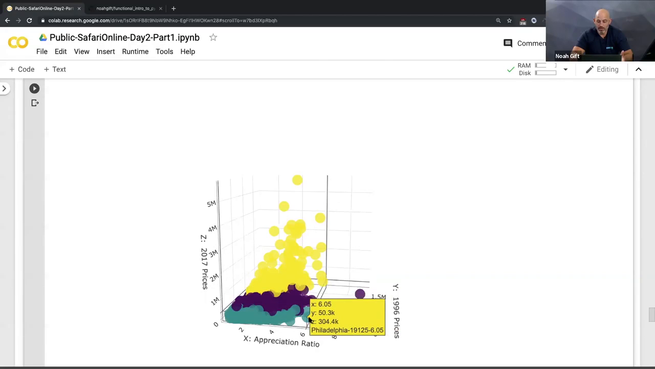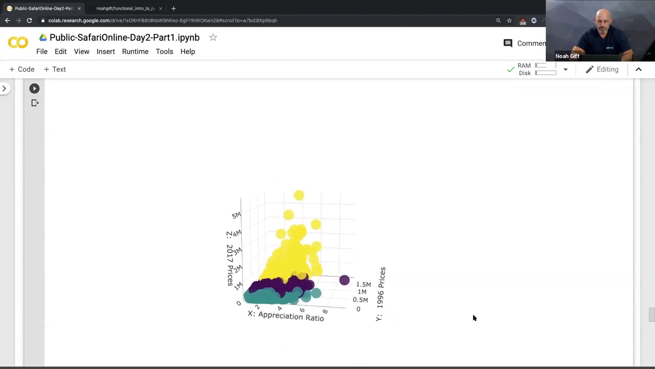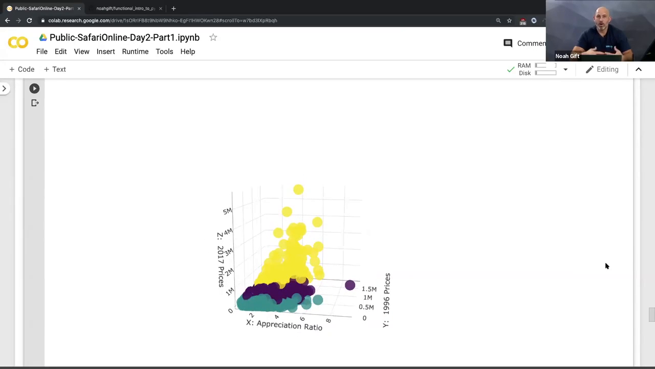Another one, another Philadelphia zip code. So you can see Philadelphia and Denver, in terms of just a bargain, were incredible places to invest in real estate in the last 30 years. And you got a lot of bang for your buck. So again, these are things that you see only by doing interactive data visualization and doing unsupervised machine learning.